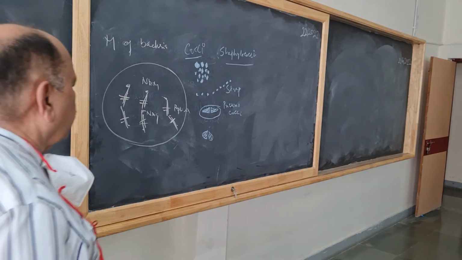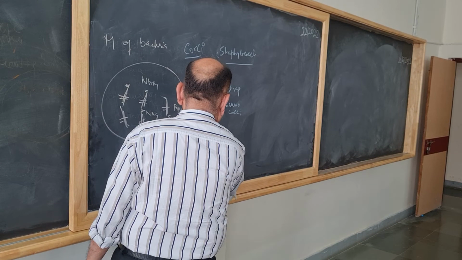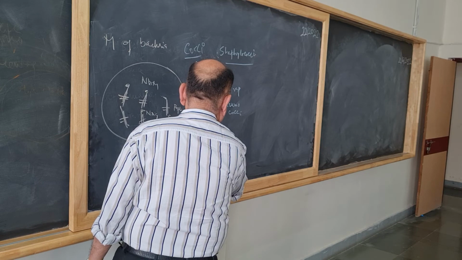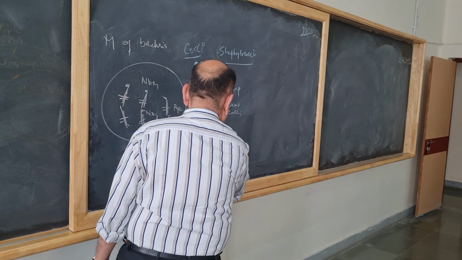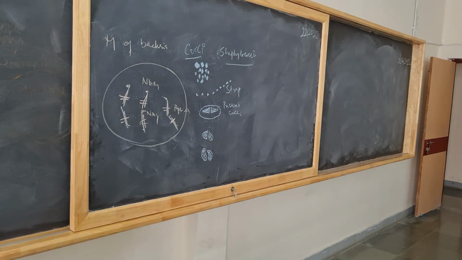Next one is gonococci. They are kidney shaped or bean shaped, hold like this, and the concave ends facing each other. They are diplococci.